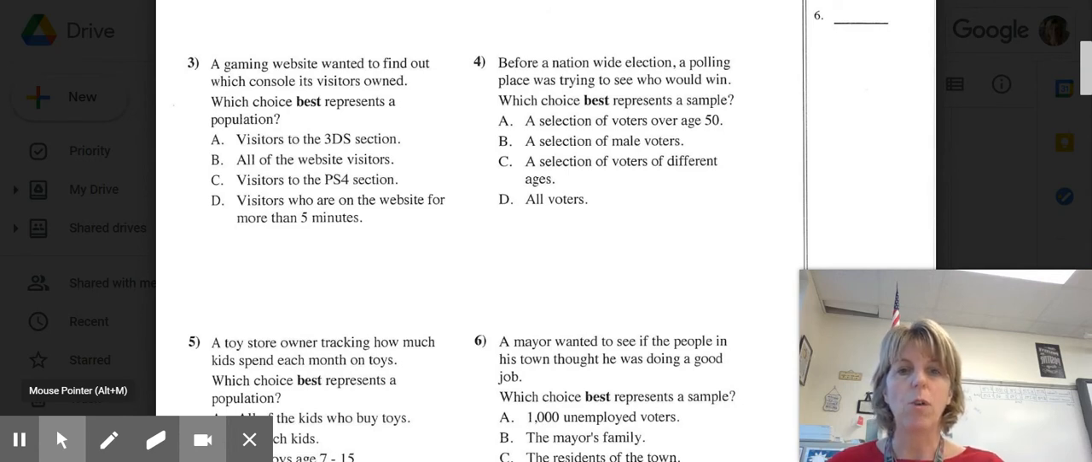So you need voters of different ages, voters from different states. You need a large enough pool of people for it to be a really good sample. And we're certainly not going to ask all voters. All voters would be the population.